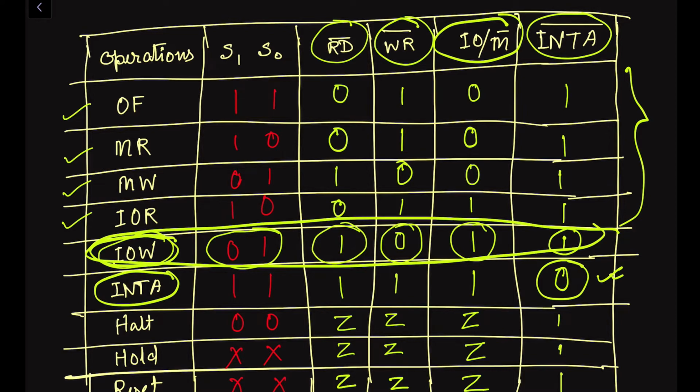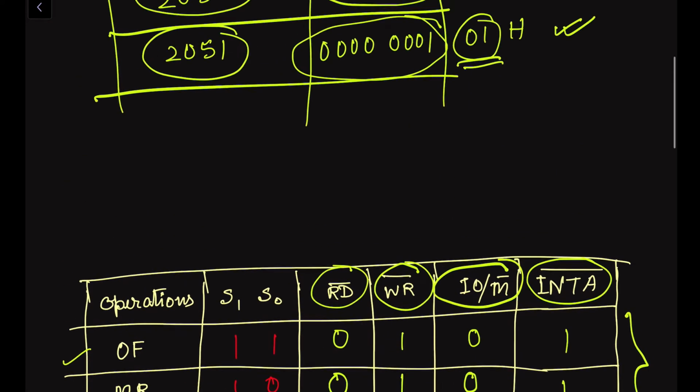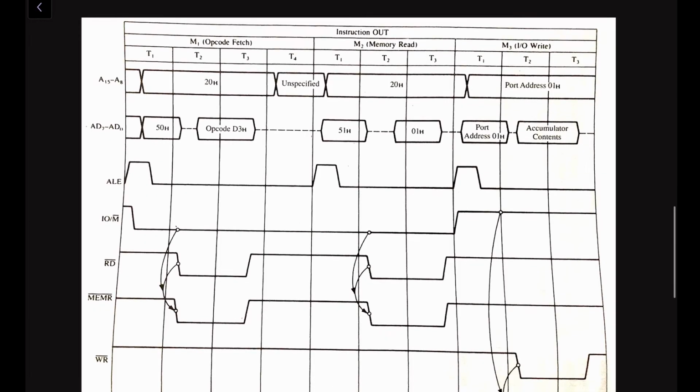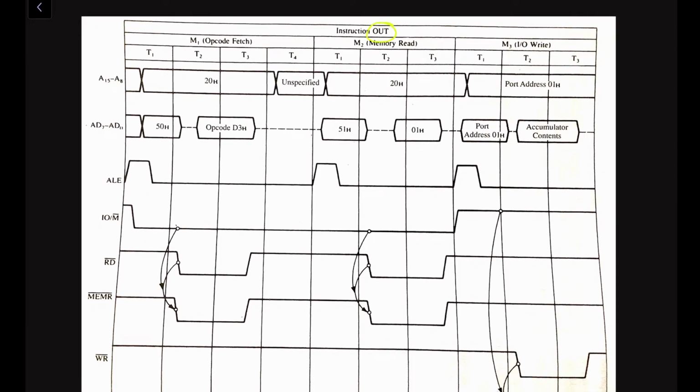That means we have to transfer the content of the accumulator in this instruction, that is the OUT instruction. So during this instruction, whatever be the content of the accumulator, this will be transferred to the output device whose address is 01, in hex code. Now let us see the OUT instruction timing diagram.